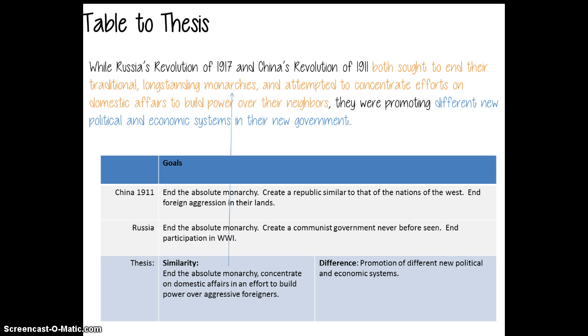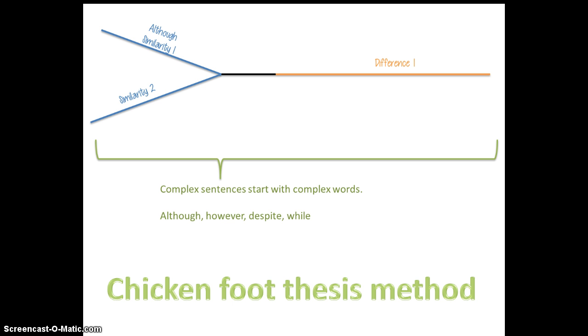So what I've done here is I've taken one of the similarities and I've written it into my thesis, the other similarity also written into my thesis, and my difference written into my thesis. I take my fact strategizing and I write it as one sentence. What I have created visually ends up looking like this. Although similarity 1 and similarity 2, there is a difference, and these become the topics of each of my body paragraphs.